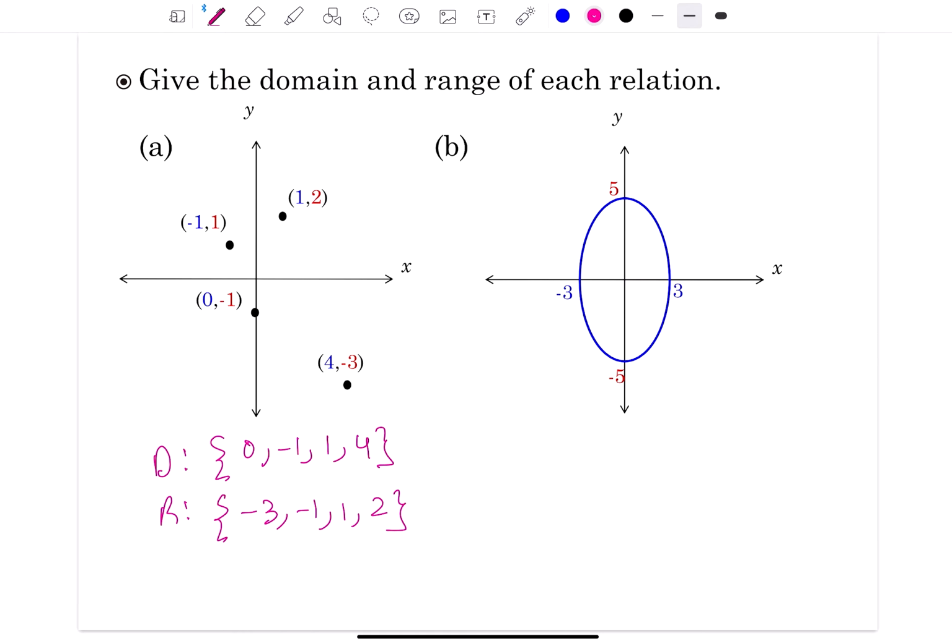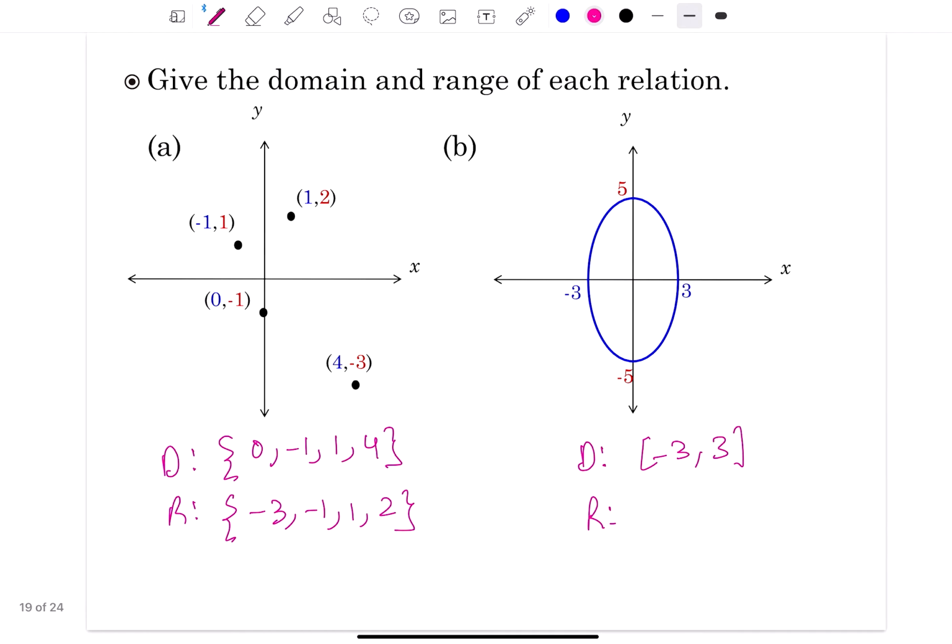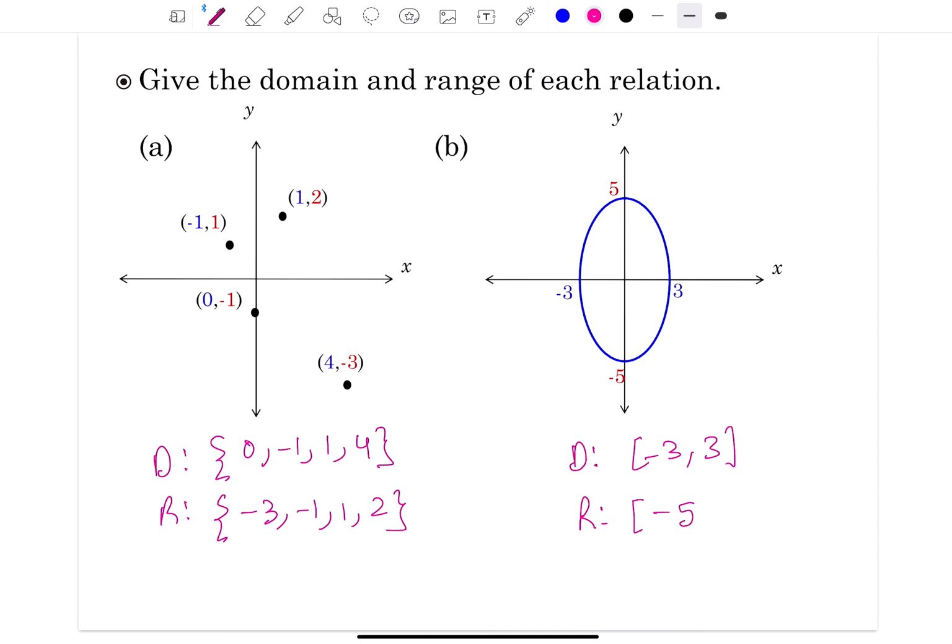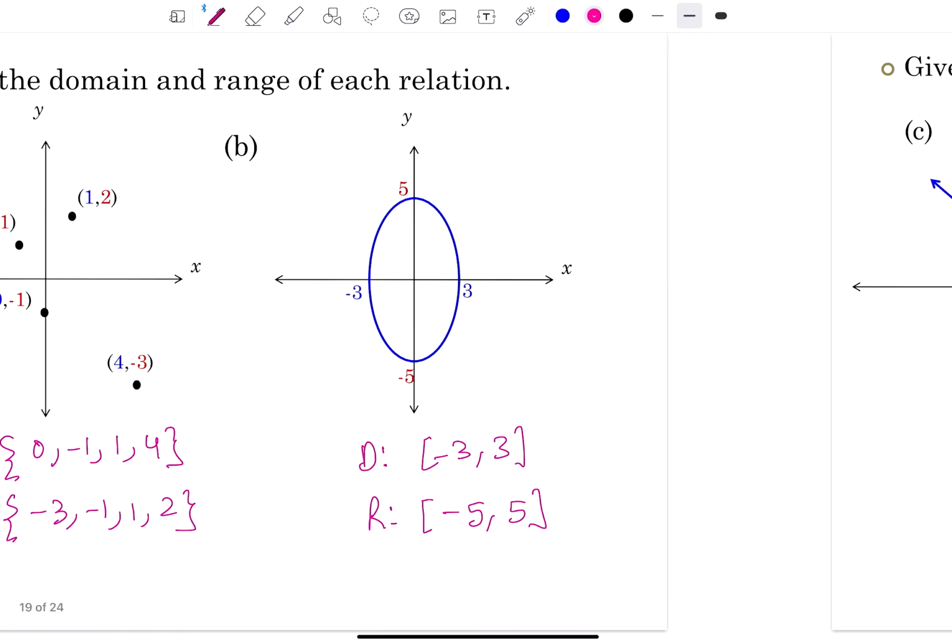And for the next one, domain would be all the x values. In this case, we go from negative 3 to 3. And for the range, brackets mean everything inside is included. So x values between -3 and +3, including -3 and +3, are my domain. And range is the y values, which goes from -5 to 5.